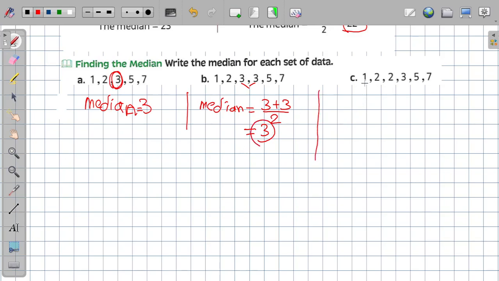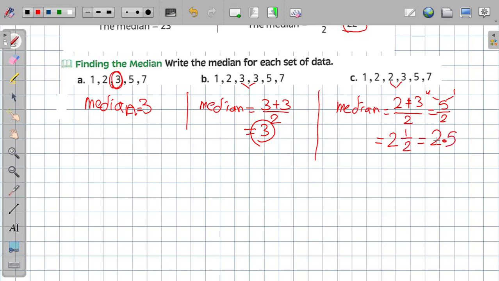The third one here, I have 1, 2, 2, 3, 5, 7. I have 6 values, so I will take the two numbers that are in the middle, so it will be 2 and 3. So I can say here median equals 2 plus 3 over 2. 2 plus 3 equals 5, and 5 over 2 is a decimal number. I will take 4 and I will leave 1. So 4 over 2 equals 2 and 1 over 2 is 1/2. So the median will be 2 and 1/2, or I can say it will be 2.5.